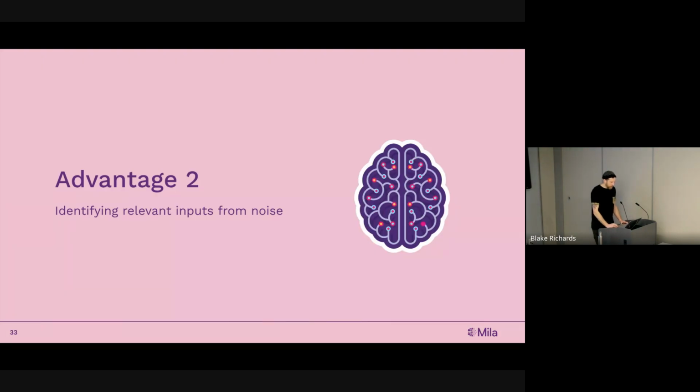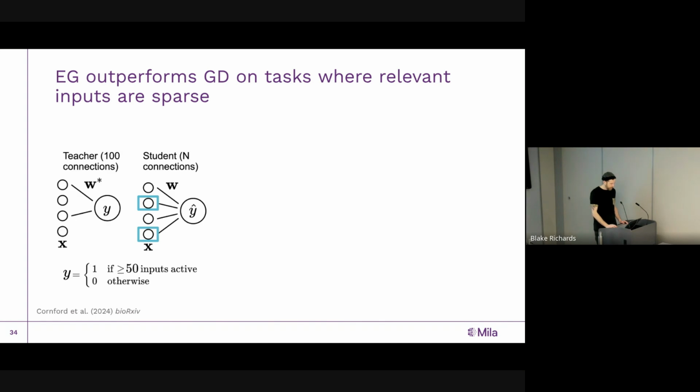Okay. Now, the next advantage that we explored is the ability to identify relevant inputs from noise. So this was motivated by some very old work. It turns out, I should say, exponentiated gradient is a really old algorithm. There was work from people back in the 80s and 90s on this kind of stuff. And in fact, Doina told me she worked on EG for her master's thesis.